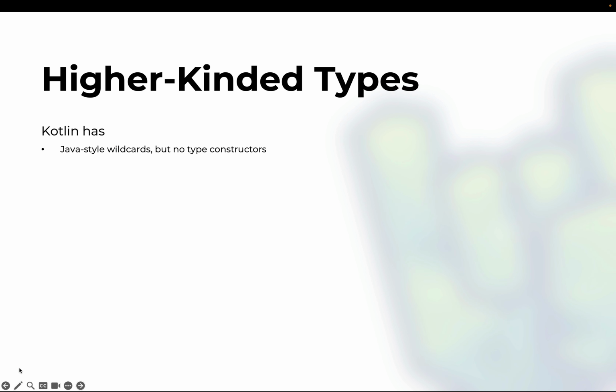Now, the next thing that I wanted to talk about is higher kinded types. Kotlin currently has Java-style wildcards, but no type constructors, which is the ability to express a type that takes generic type arguments. So the type itself, for example, list, or option, or either, and things of that sort. Let me give an example.